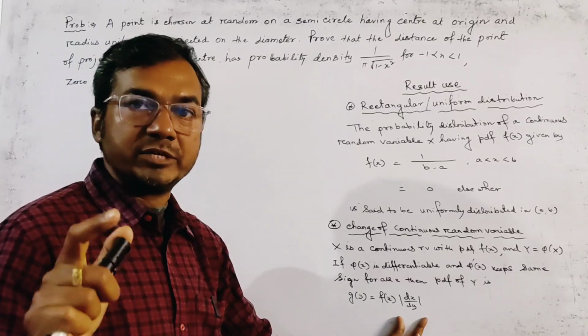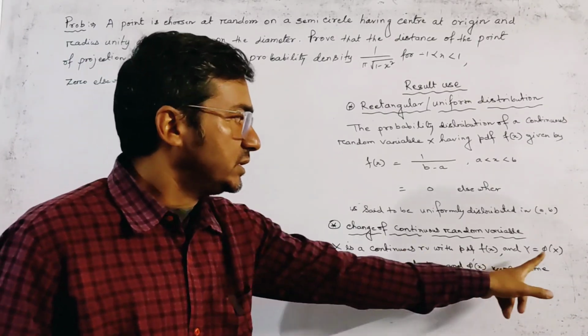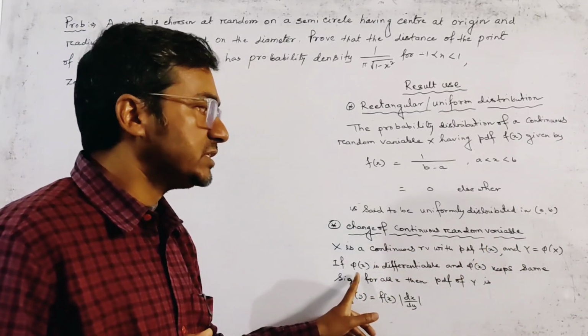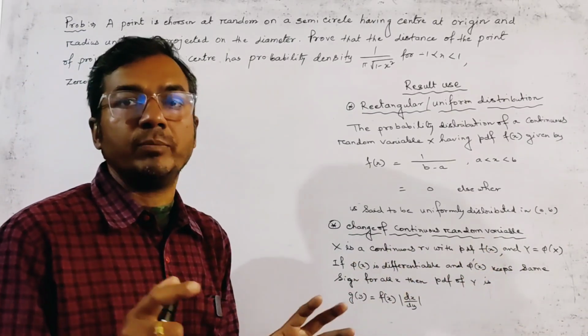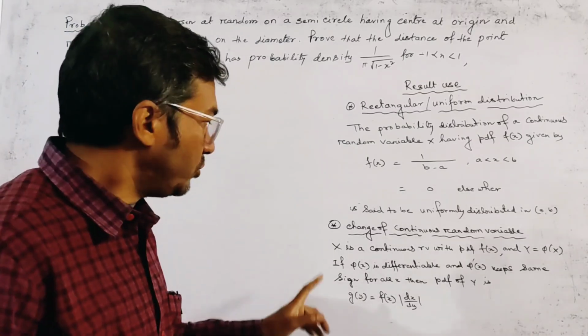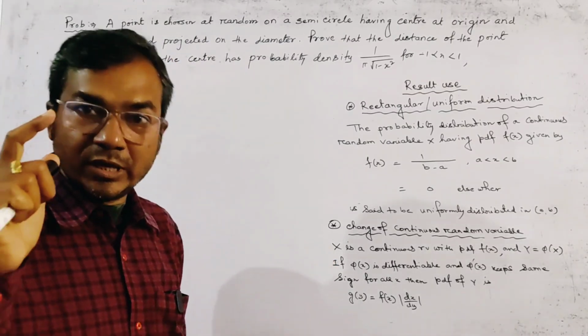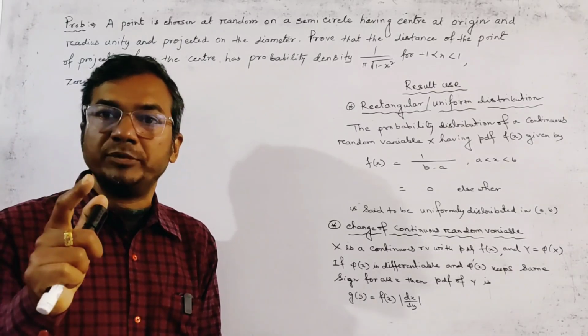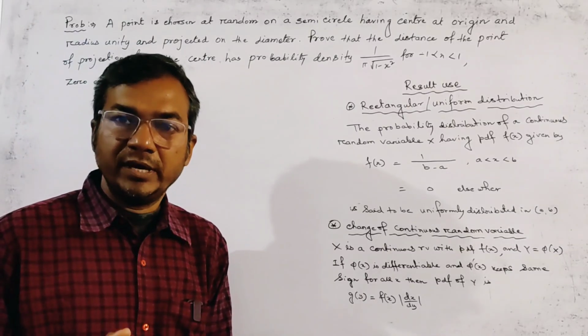But two conditions must be satisfied there. The first condition is that phi(x) must be differentiable, and phi dash(x) must keep the same sign for all values of x. If we want to see the total proof of this theorem, then search the playlist of one dimensional distribution of probability in my channel.